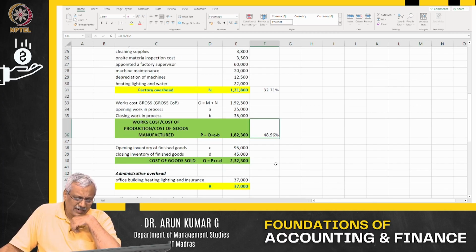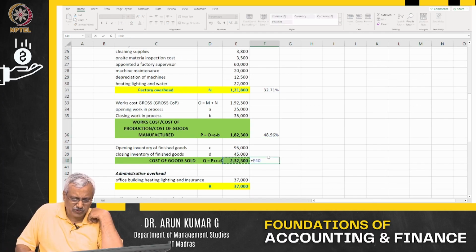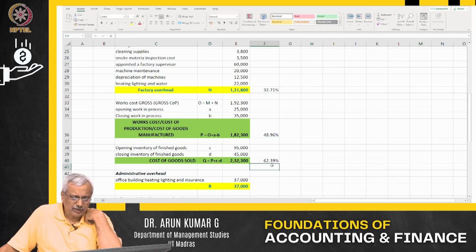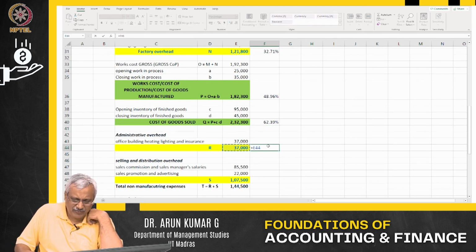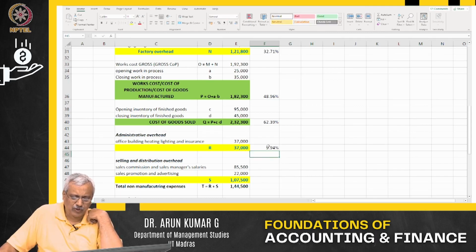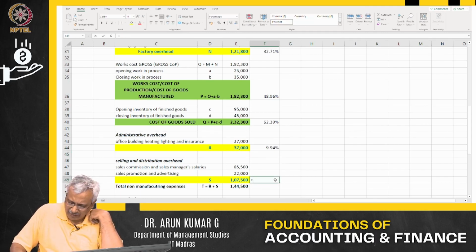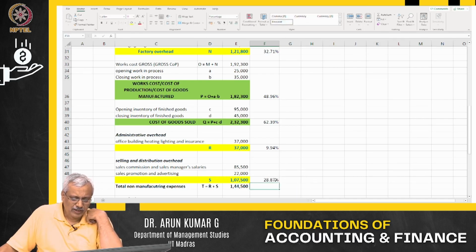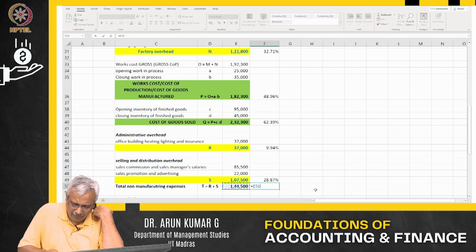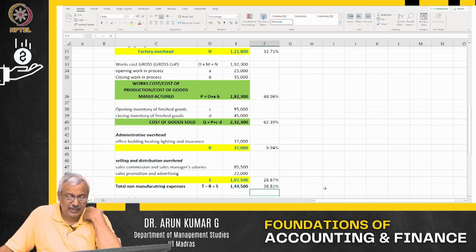Now again, what is my cost of goods sold? In this particular case, I can see that my cost of goods sold is 62.39%. What is my admin overhead per se? My admin overhead itself is about 9.94%. My selling and distribution overhead is about 28.87%, which is significant. My non-manufacturing overhead out there is about 38.81%.